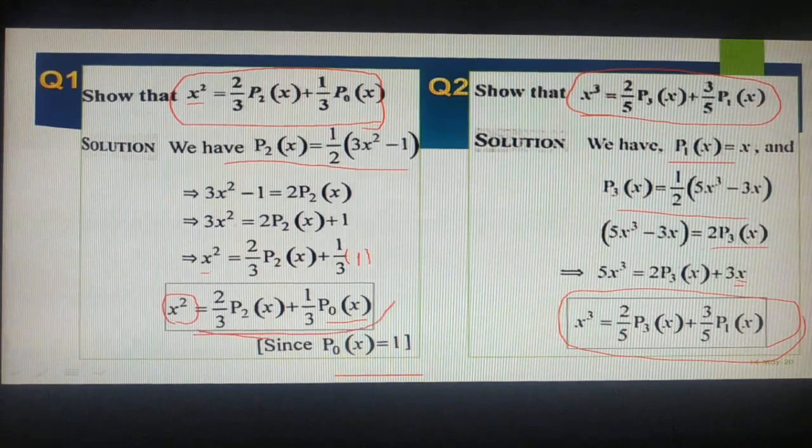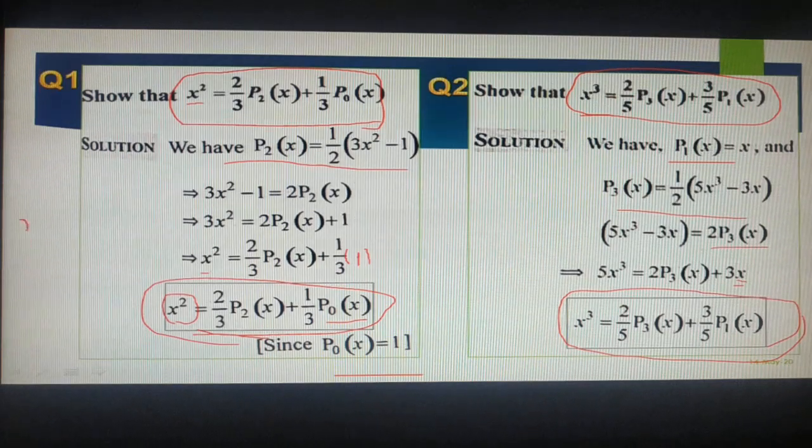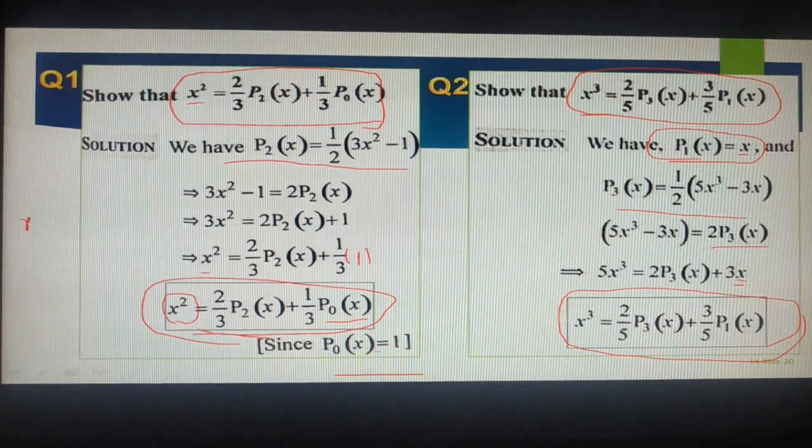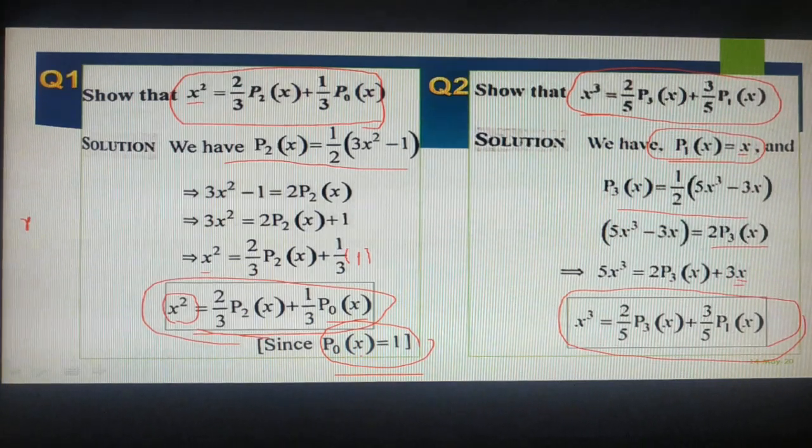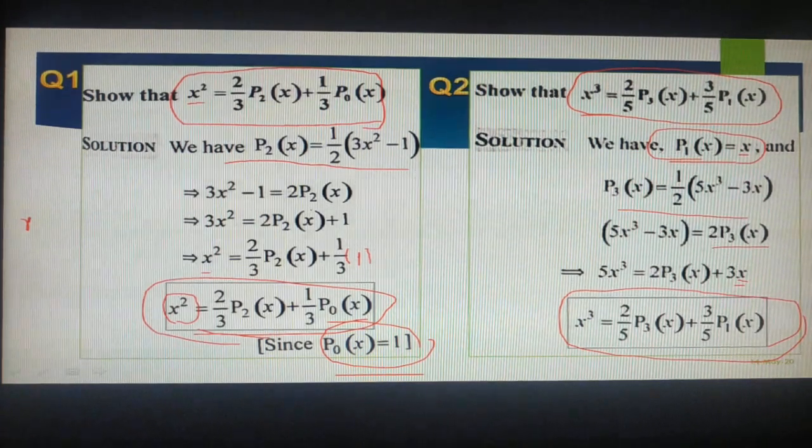So we have written x cube and x square in terms of Legendre polynomials. x also we can write: x is P1 of x. Similarly, the constant 1 is equal to P0 of x. This helps us write 1, x, x square, x cube all in terms of Legendre polynomials. Then they will give some regular polynomial f of x that we have to convert in terms of Legendre polynomials.